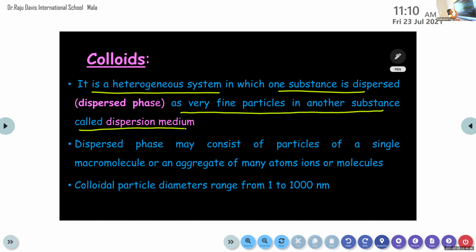So it's an example of a heterogeneous system in which one substance is not dissolved. Here it is dispersed as very fine particles. Here the particle size is too small. We cannot see it with our naked eyes, but it is big enough to scatter a beam of light. That means the particle size is in between solution and suspension.